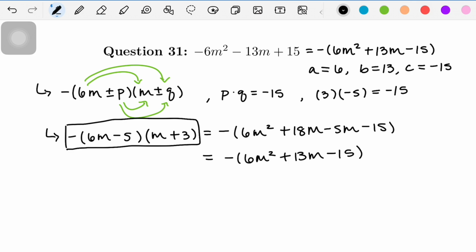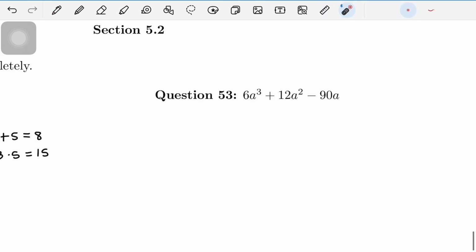Like I said, this is called the FOIL method, and it does require a lot of guessing and checking, as we saw. It's very similar to example 6 in our textbook if you want to take a look at that. And then we'll look at another example using a different method in a few examples.